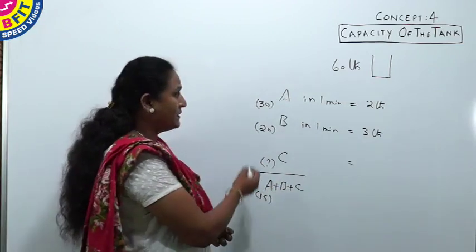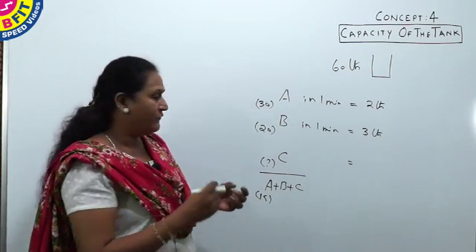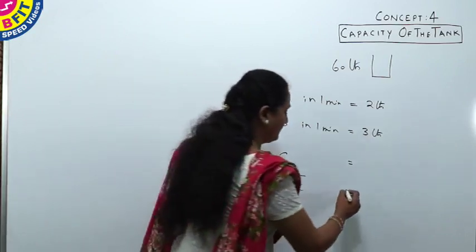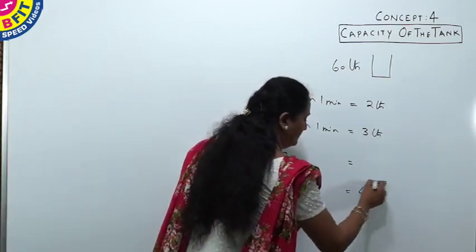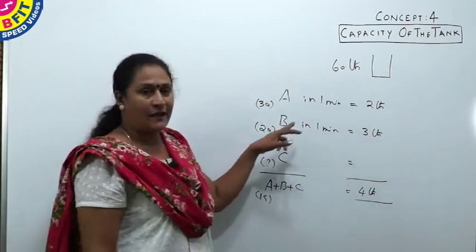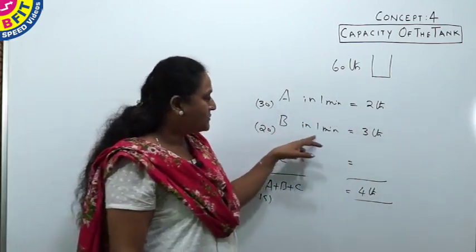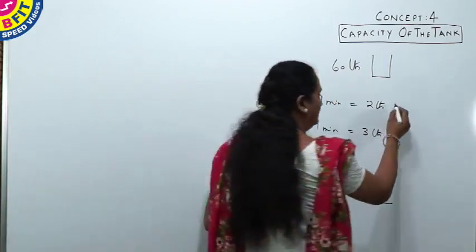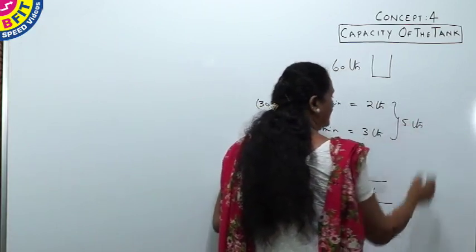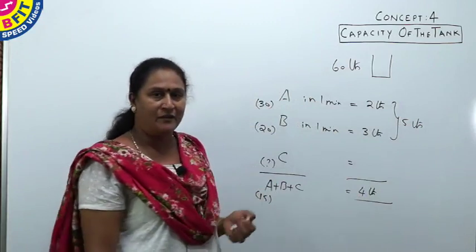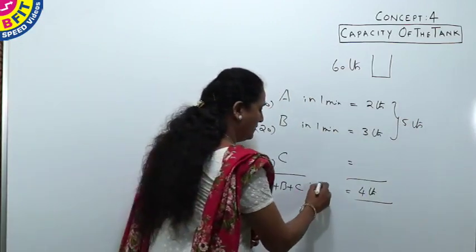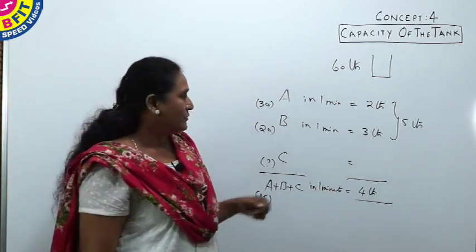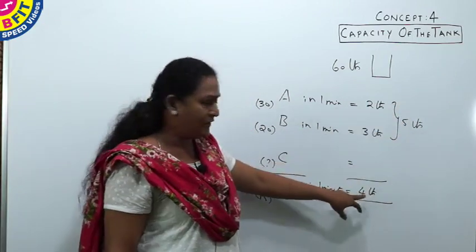Now all the 3 pipes fill the tank in 15 minutes. So in 1 minute how much water would all the pipes have poured? Divide 60 by 15, it is 4 liters. A has poured 2 liters per minute, B has poured 3 liters per minute. So what is the amount of water by A and B? That is 5 liters. But how much water do we have after 1 minute when all the 3 pipes are open? We have only 4 liters. So A and B have poured 5 liters, but effectively we have only 4 liters.